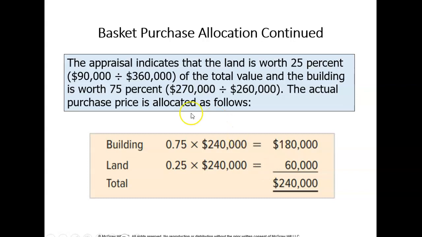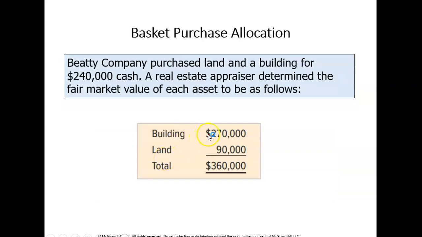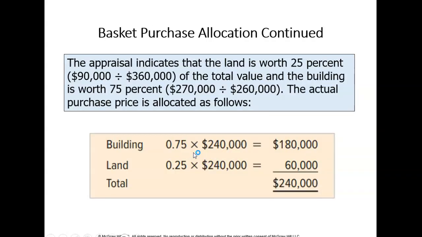So the building fair market value is 75%. So if you took, let me go back for a second. So the building was 270. 270 divided by 360 would give you 75%. 90 for the land divided by 360 would give you 25%. So the building represents 75% of the total fair market value. The land represents 25% of the total fair market value.